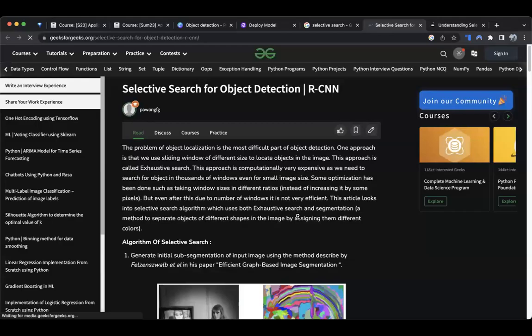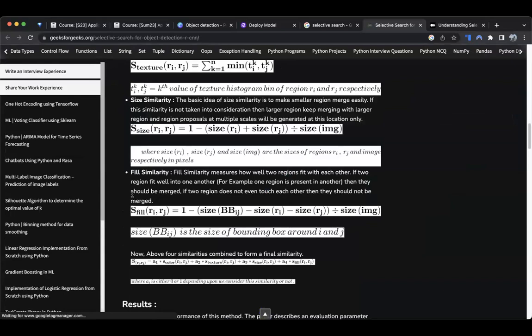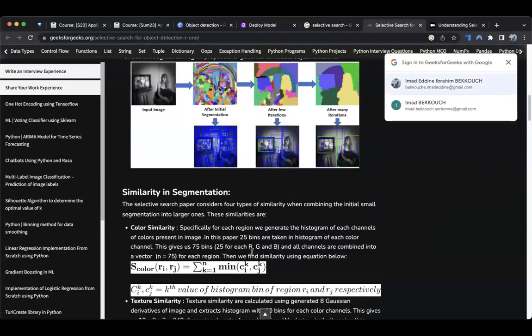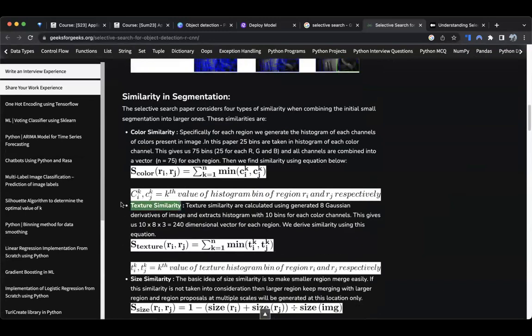Let's share the screen again. This is what it basically does. It's a greedy algorithm that calculates similarities based on pixel values and color similarities, so the difference in the color value, and texture similarities. It has a way of calculating a texture value very simply: textural similarities are calculated using eight generated Gaussian derivatives of the image.